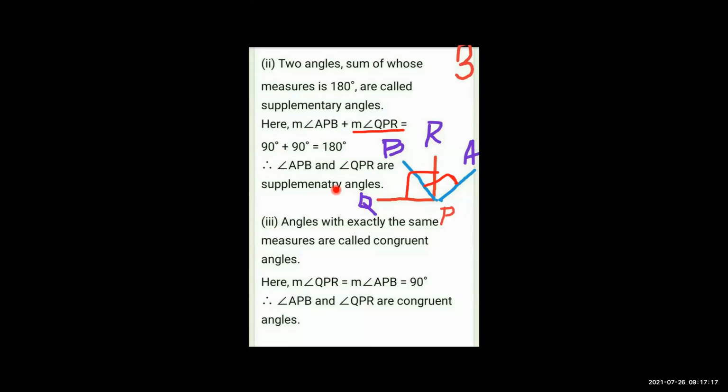Now last, we have to write a pair of congruent angles. Simply, we can say that both angles measure equal, that is 90 degrees. Those are congruent to each other. Angle APB and angle QPR are congruent angles, and those measure 90 degrees each. So those are congruent angles.